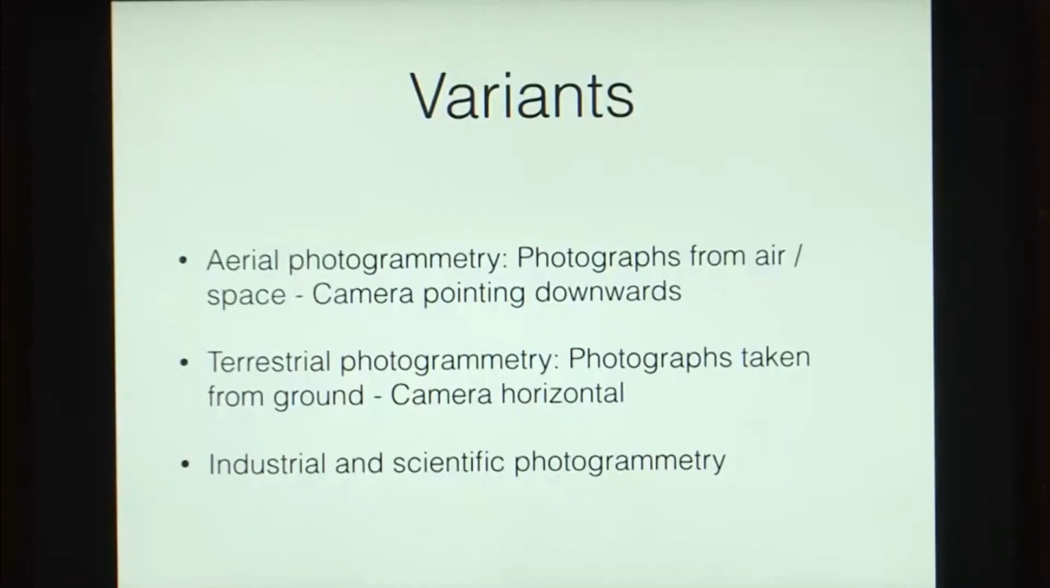Now, what are the variants in these cameras? So, coming back to the slide. The variants in these cameras and in the science of photogrammetry, we have 3 things. We have aerial photogrammetry, which involves taking photographs from air or space, in which case the camera would be pointing downwards. We would be having terrestrial photogrammetry, in which we have photographs taken from ground, in which the camera is horizontal, and we have industrial and scientific photogrammetry, which is used in the case of industrial applications.